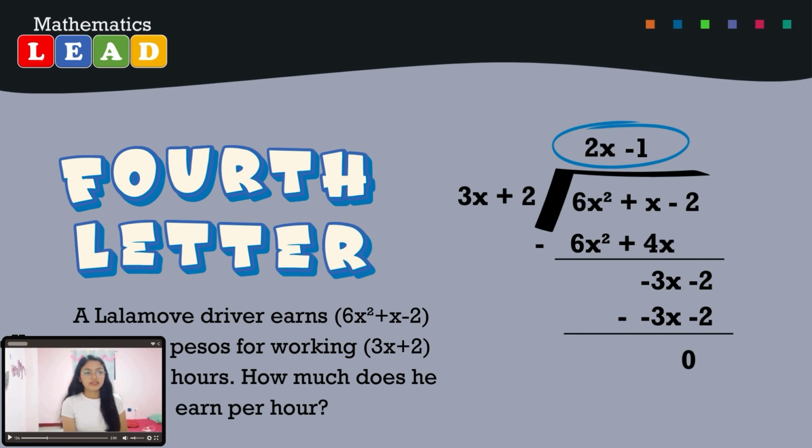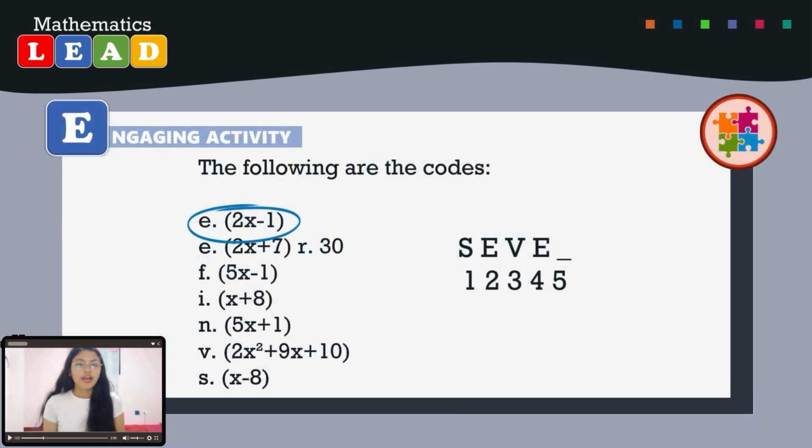Subtracting negative 3x minus 2 from negative 3x minus 2, we will have 0. And the final answer is 2x minus 1. Now, we have 2x minus 1 as our fourth letter, which is letter E. We now have S, E, V, and E.